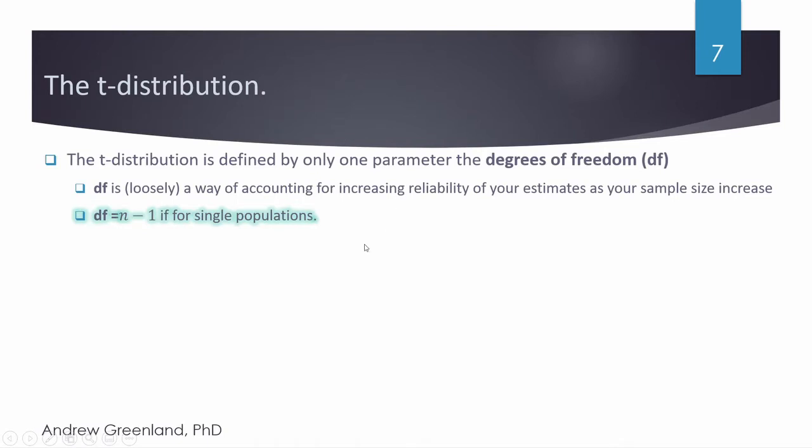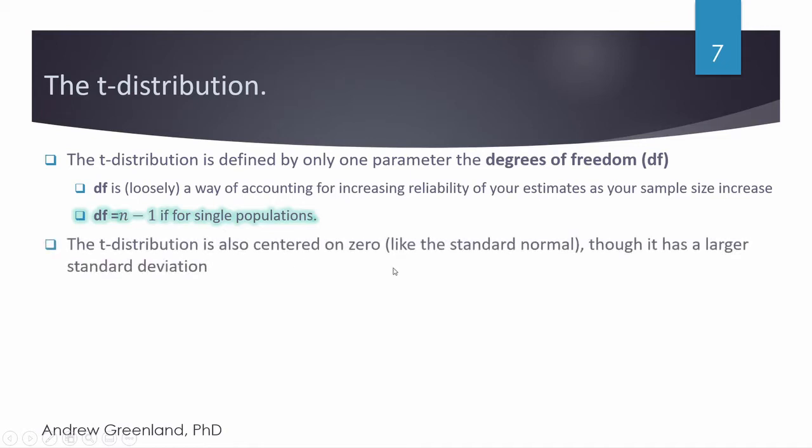The degrees of freedom is loosely a way of accounting for the increasing reliability of your estimate of the population standard deviation as your sample size increases. So the more degrees of freedom you have, the more data you are using to account for the potential for sampling error, the more that sampling error is mitigated, the more reliable our estimate of the sample standard deviation becomes. Okay, and so this t distribution is going to be a function of this argument called the degrees of freedom.